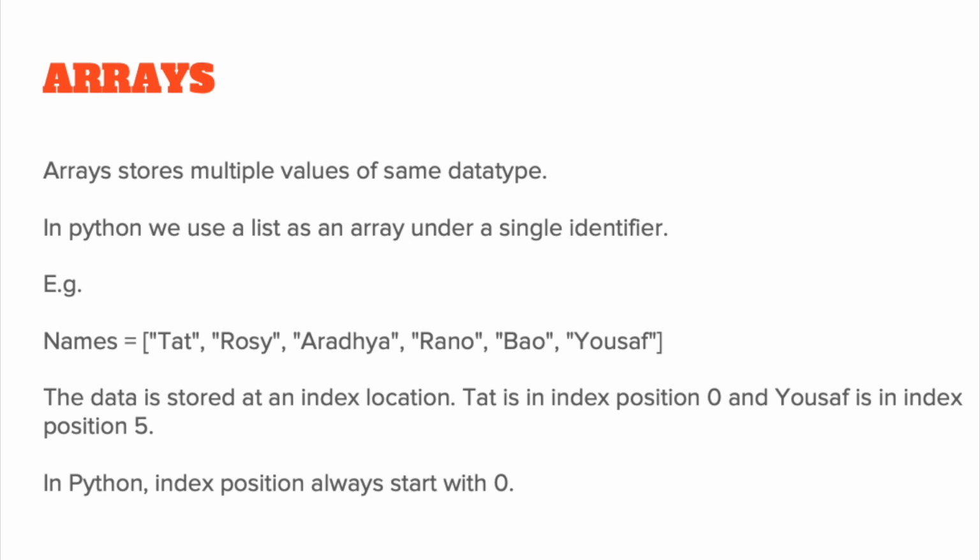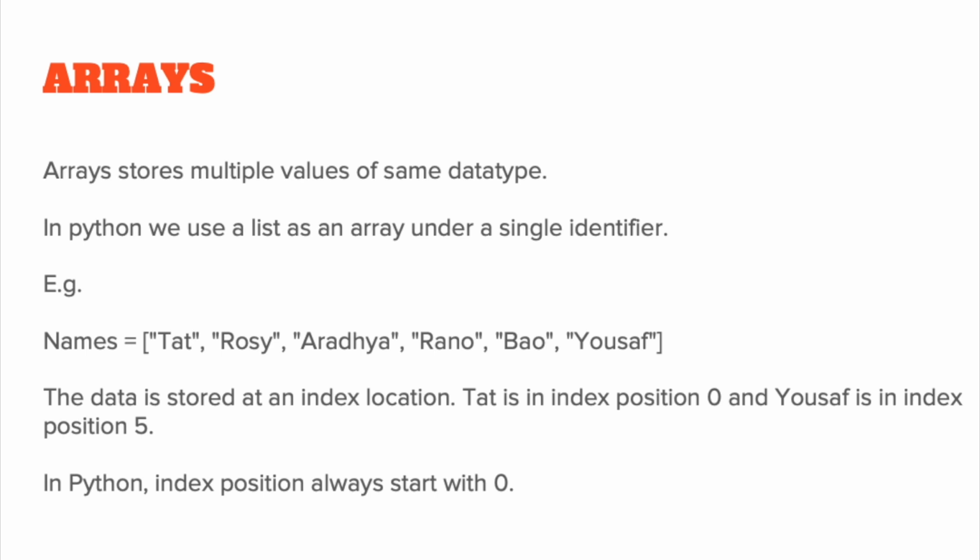Arrays store multiple values of the same data type. Now in Python, we use a list as an array under a single identifier. For example, names is going to store a list of names, and that's normally denoted through the use of square brackets. Now, not round brackets, and that's a very common mistake that students make while dealing with arrays. They use round brackets, which throws up an error. Arrays or lists always use square brackets. If you look at the syntax, names is equal to a set of names.